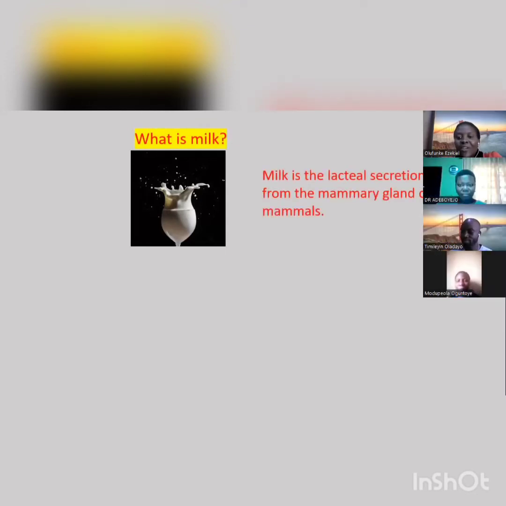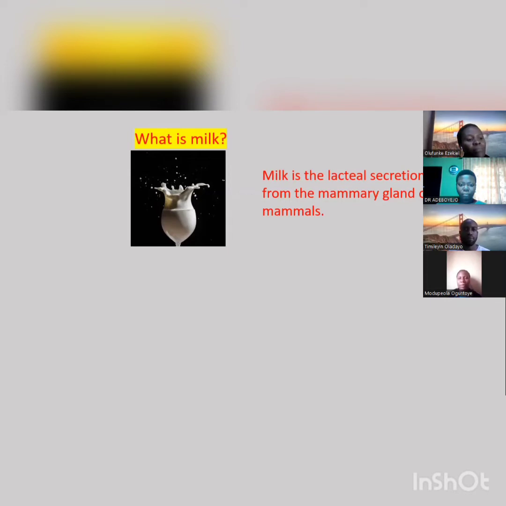Milk is the lactate secretion from the mammary glands of mammals. But when you look at milk, it's in various settings because of the variability of milk. We have different compositions depending on which animal it's coming from. And also because of the importance of milk in the milk industry, there are legal definitions available for milk in order to set a legal standard.